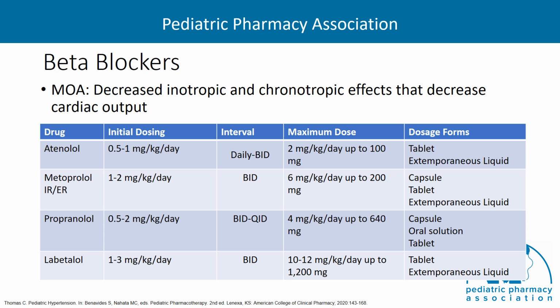Beta blockers work by decreasing the inotropy and chronotropy, ultimately reducing heart rate, which ultimately works to decrease cardiac output. There's 4 different beta blockers: atenolol, metoprolol, propranolol, and labetalol that have been described in the pediatric population. Propranolol and labetalol are, of course, your non-selective beta blockers.